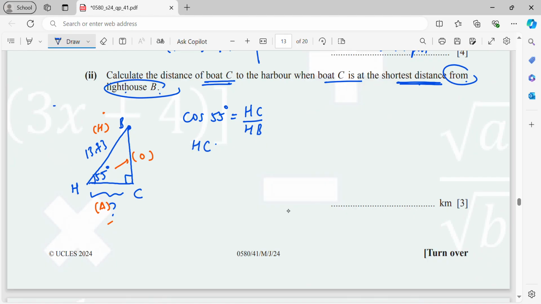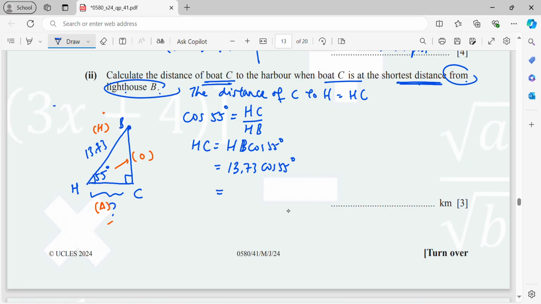So now here you can write the shortest distance, the distance of C to H, equals HC. So HC equals HB cos 55 degrees. The HB is 13.73 times cos 55 degrees, then this is going to be 7.8752. Now you round to 3 significant figures, that is 7.88 because of the 5. Okay, so that is the solution of this question.